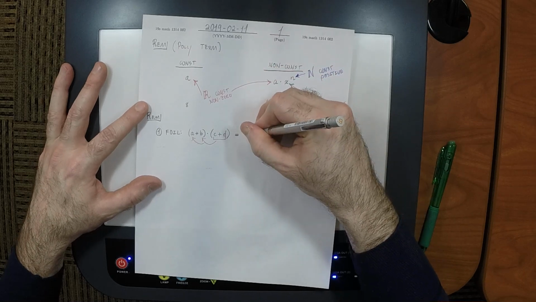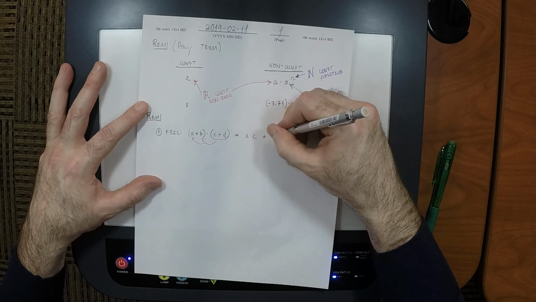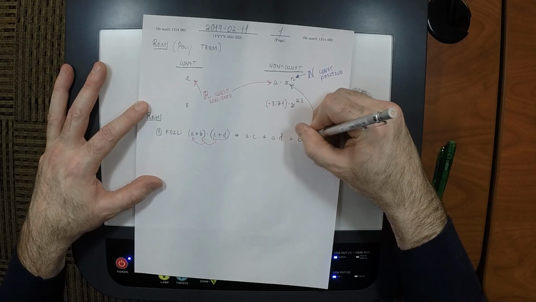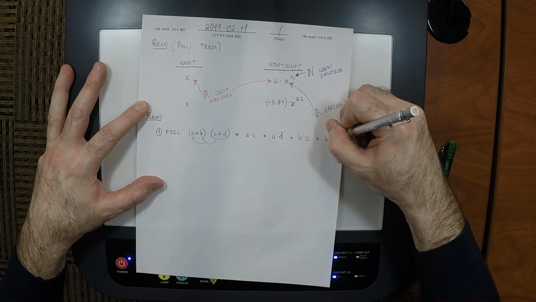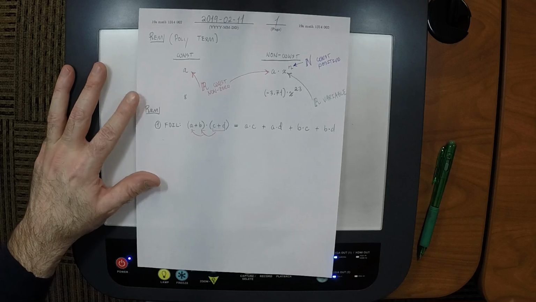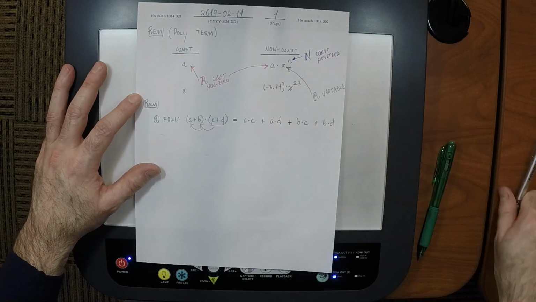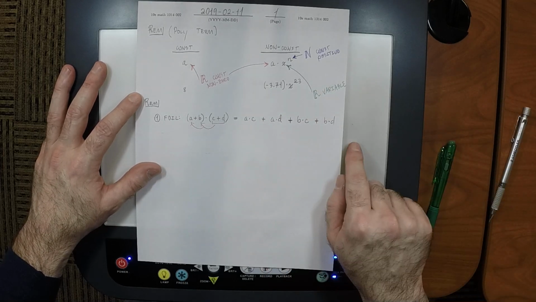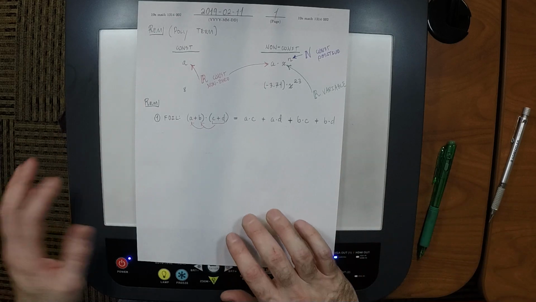So the F term is AC, the O term AD, the I term BC, and the L term BD. Okay. So now, how many terms are there? 4, right? Corresponding to the letters F, O, I, and L.